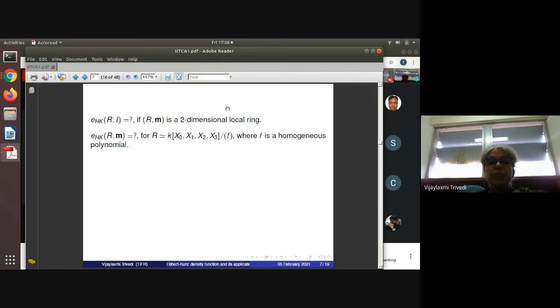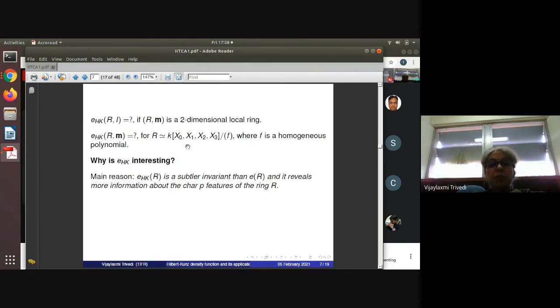So for these examples, as far as the usual multiplicity is concerned, right away you get the answer, but here it's still a mystery. Okay, so then why is it interesting? This is because we think that it will reveal more about the characteristic p features of the ring. And in fact it is so.